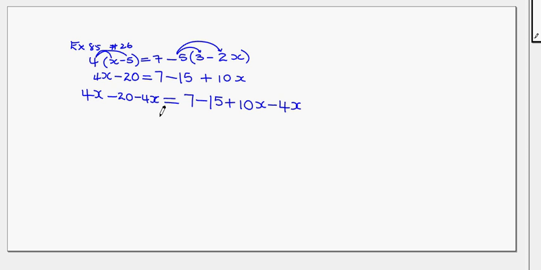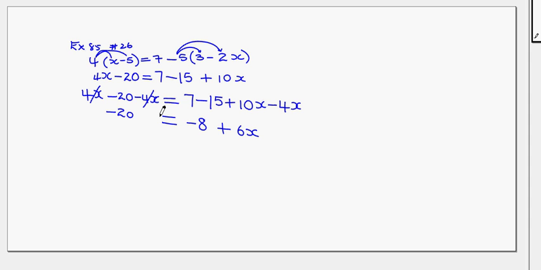Okay? So by design, we're removing these two here. We wanted to remove it, so we're taking it out. And we're going to have minus 20 is equal to, what is 7 minus 15? Is it 8 or minus 8? Minus 8, because we take the smaller from the larger and keep the sign of the larger, which is minus 8. 10x minus 4x is 6x. If we have $10 and we give away $4, we end up with $6. So minus 20 is equal to minus 8 plus 6x.